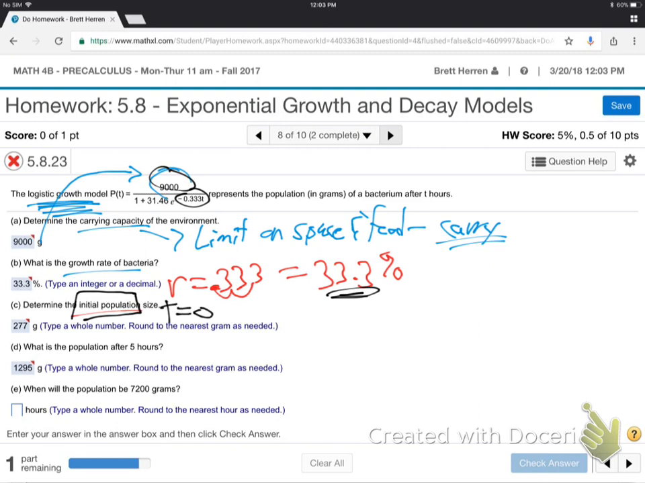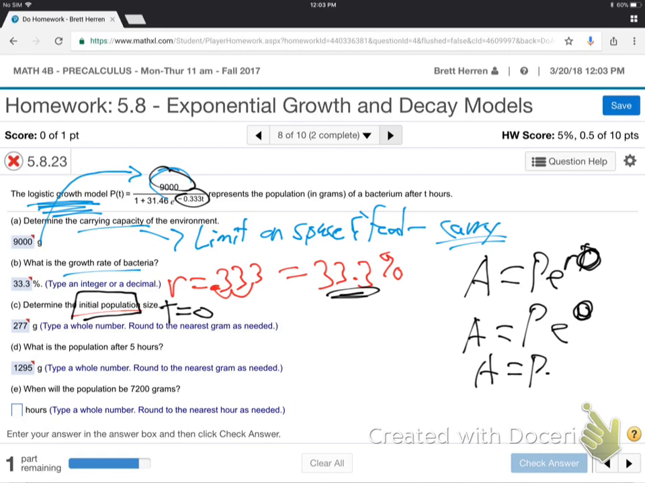Is that making sense? Let me show you how that works on the PERT formula. If you plug in 0 for the t in the PERT formula, that's e to the 0. 0 times r is just 0. P e to the 0. And what is e to the 0? 1. See, that's why it's just P. Do you see why the P is the initial amount in the PERT formula? But we're not dealing with the PERT formula now. We're dealing with this logistic growth model. So how do you find initial? You've got to plug in 0 for t and work it out.